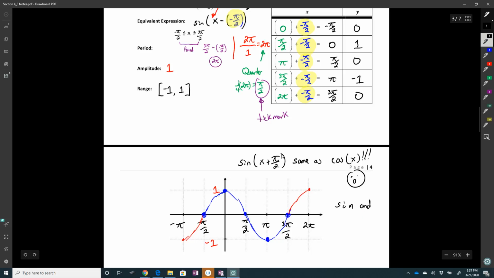So sine and cosine are just shifted by pi over 2.